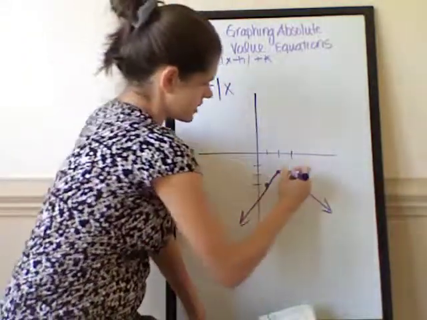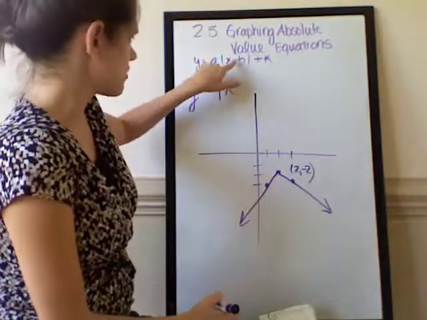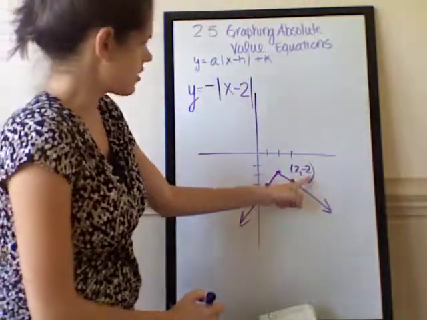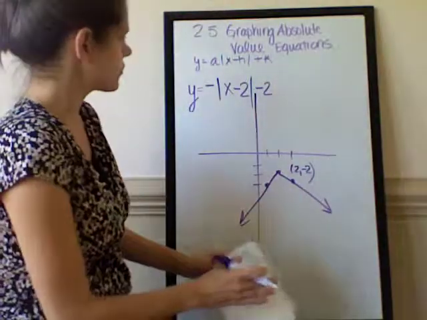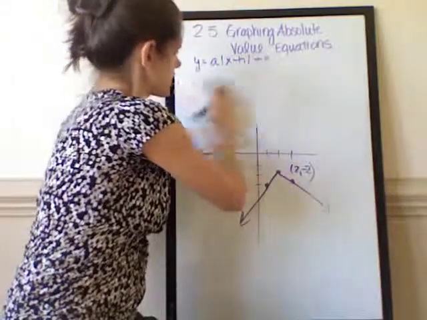Alright, this vertex right here is 2, negative 2. So that means this is going to be a minus 2, and our k is negative 2. Okay? Alright, one more problem and then we're done with this section.